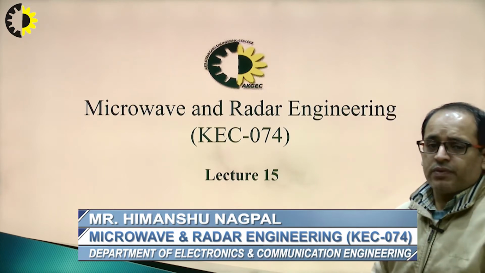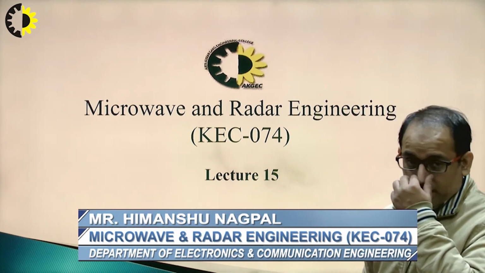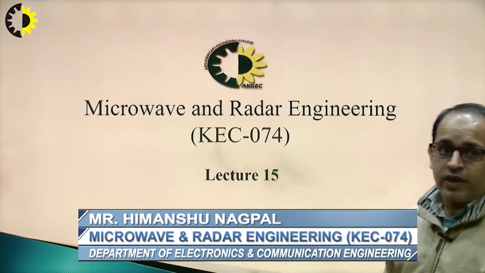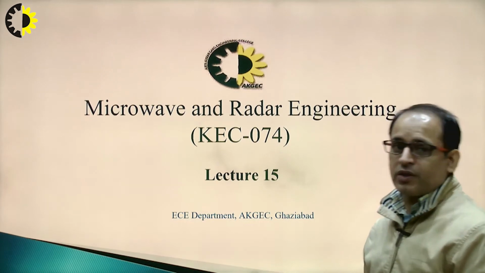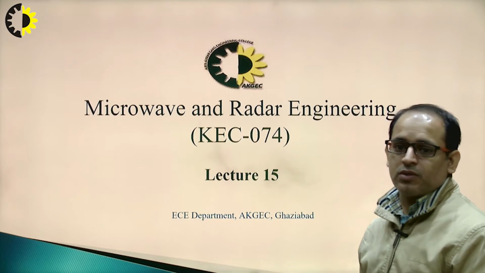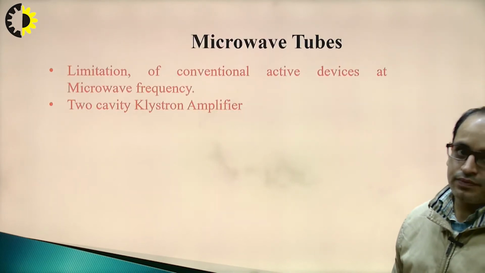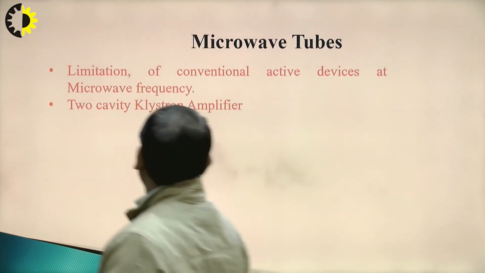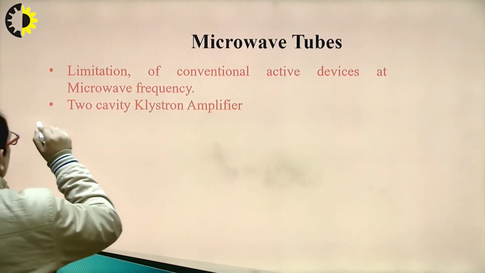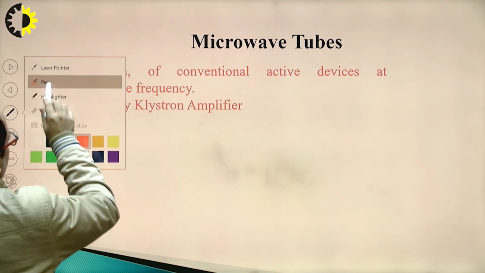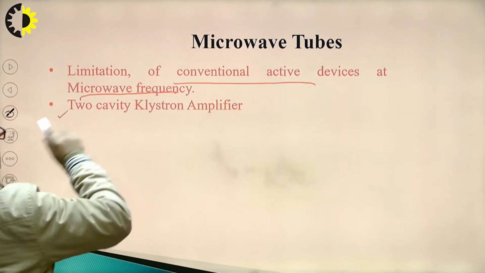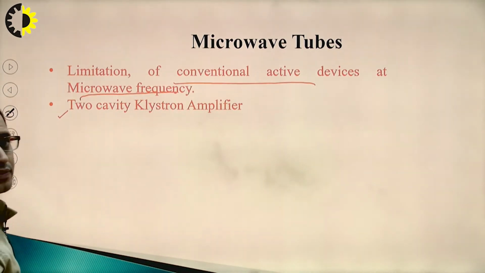In today's lecture, we will start with microwave tubes, and in the starting we will discuss why vacuum tubes will not be used at microwave frequencies, and as time permits, we will discuss the two cavity klystron. Now, microwave tubes: first we will discuss the limitation of conventional active devices at microwave frequencies, and second is the two cavity klystron.